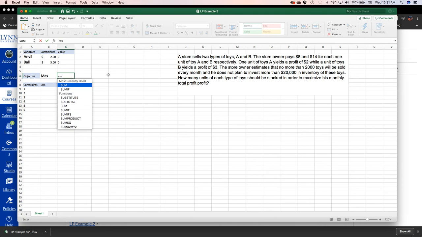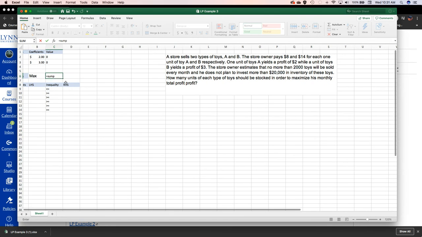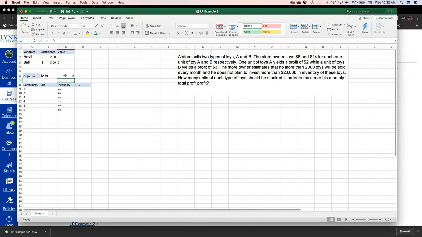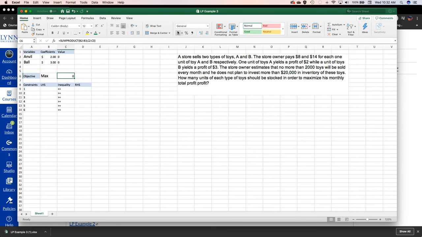To find out our profit max, we're going to do the sum product of the coefficient and the value. Okay, so right now we're making $0. All right.